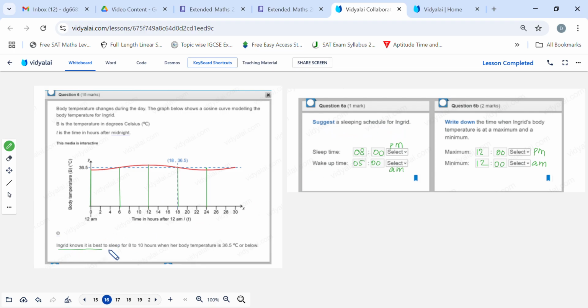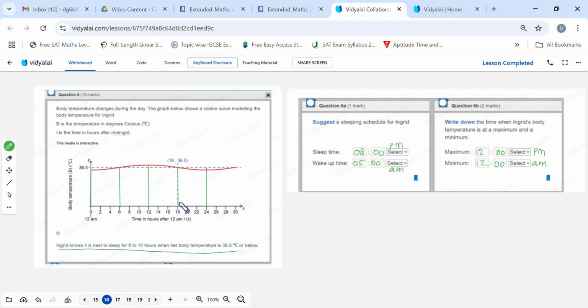So we have to consider this statement here. She has to sleep for 8 to 10 hours when her body temperature is less than 36.5 degrees Celsius, because that is the best time for her to sleep. From the graph, it is clear that from 12 a.m. to 6 a.m., because it's 6 hours after midnight, her body temperature is below 36.5. Also, starting from 18 hours after midnight, which is 6 p.m., to midnight, which is 12 a.m., her body temperature is again below 36.5 degrees Celsius.